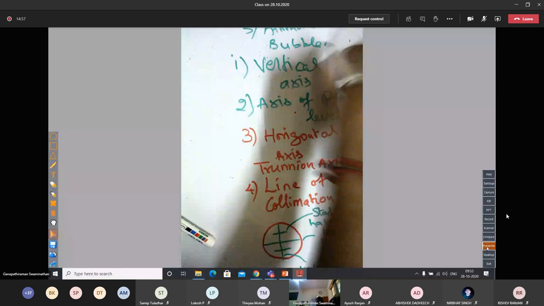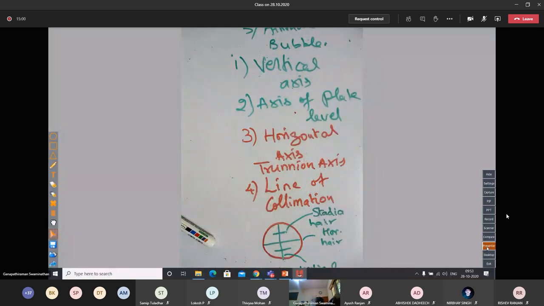In addition, some instruments have what is called a sliding level, which makes the horizontal axis perfectly horizontal. But nowadays we don't have such instruments. So what is the relationship between all these axes? The vertical axis is truly vertical. When the bubble remains at the center, the axis of the plate level lies on a plane perpendicular to the vertical axis. Only then does it generate the horizontal plane against which we take a reading.